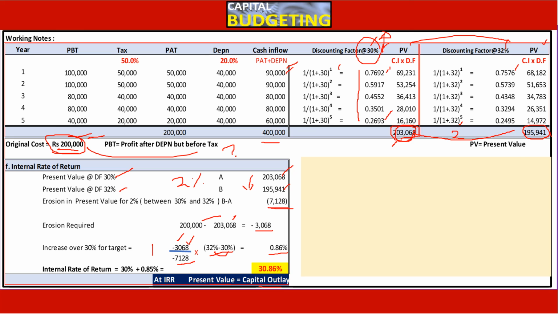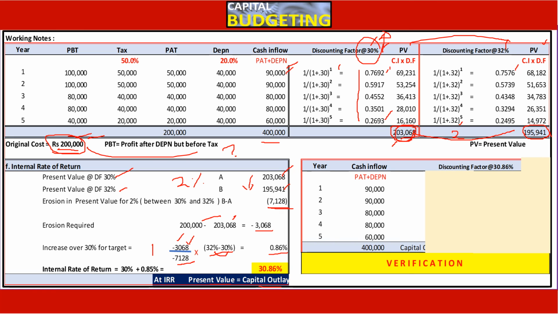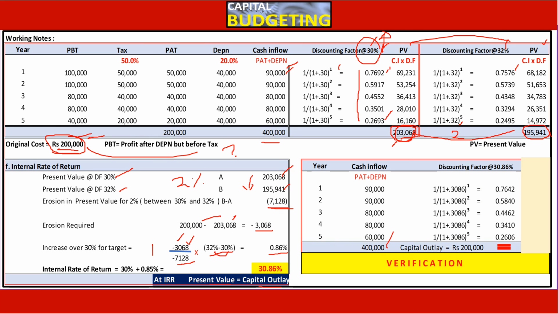How do you prove it? You can just go for a verification. My discount factor now is 30.86. Put this formula, derive the value. Now when you do it, CI into DF, you are getting almost closer to, because we have a decimal closure at 2,199,946. This is the verification. You might not be required to do it in exams. Why I am saying this is just to understand, for conceptual clarity.